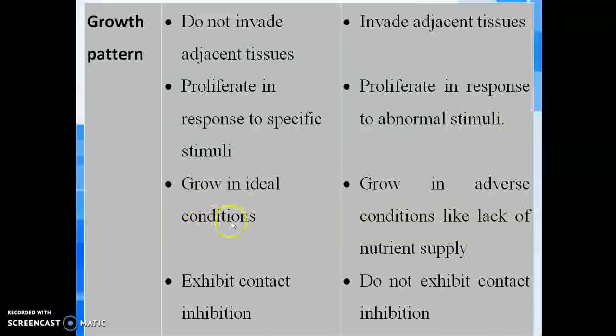Grow in ideal conditions. Normal cells need adequate nutrition as well as adequate oxygen supply and blood supply. But cancer cells don't need that. We have studied about contact inhibition. Normal cells always exhibit contact inhibition, but cancer cells do not have that particular function.